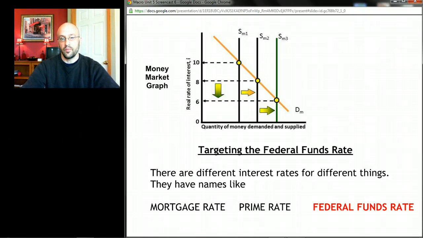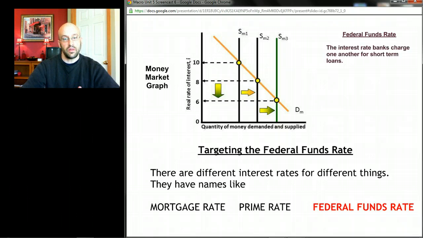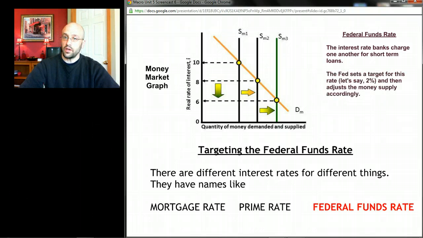Well, when the Federal Reserve moves the money supply, they focus on one interest rate in particular, that federal funds rate. The federal funds rate, again, is the interest rate that banks charge one another for short-term loans. And what the Fed does is set a target for that rate, let's say 2%. And then it tries to change the money supply by changing the excess reserves of banks accordingly to try to hit that particular interest rate.